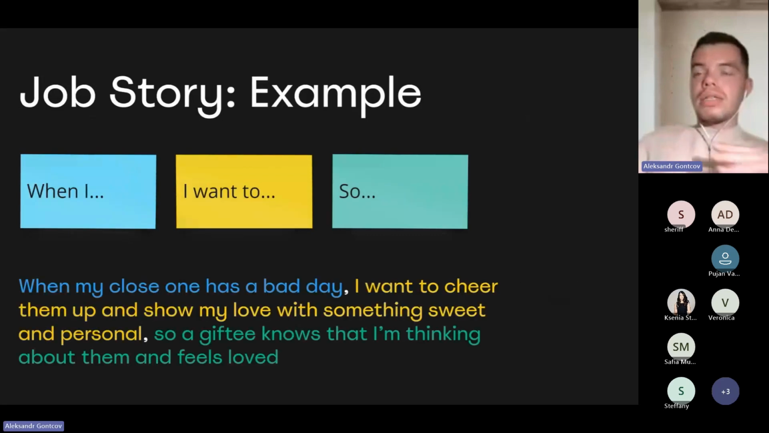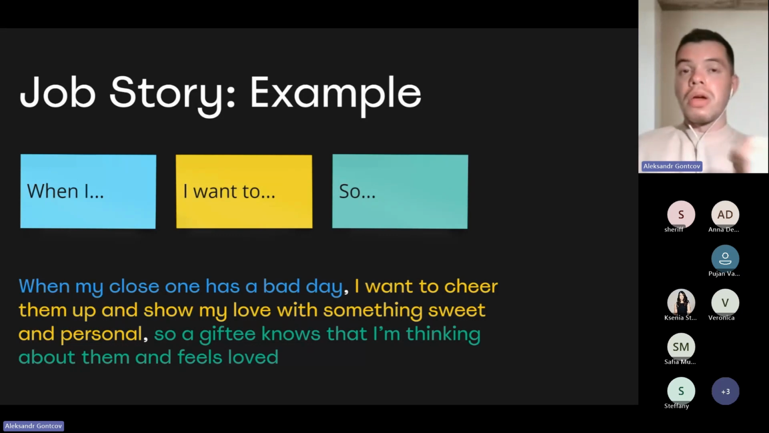Let's dig deeper into the example. For example, a situation when my close one has a bad day. So we see a pretty specific, a pretty understandable situation. We've got a friend, a relative, someone close to our heart, and they have a bad day. In that situation, a customer wants to cheer them up or show some love by giving them something sweet and personal, by showing them their attention.